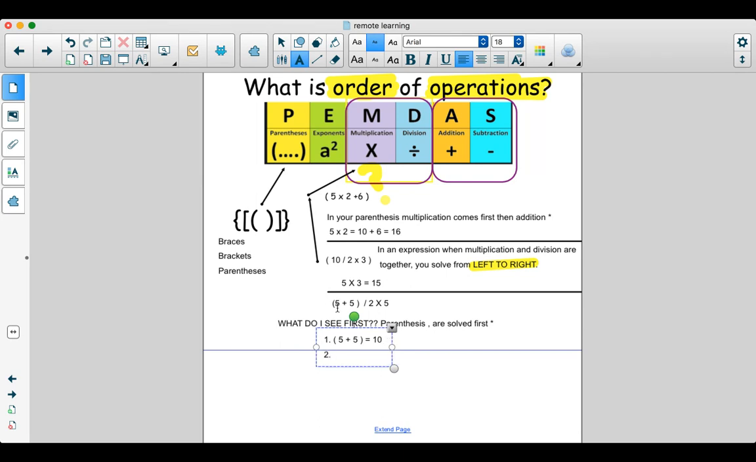So if I were to rewrite this, 10 divided by 2 times 10. We say to ourselves, once we solve the expression in the parentheses, we drop them. So we have 10 divided by 2 times 10.